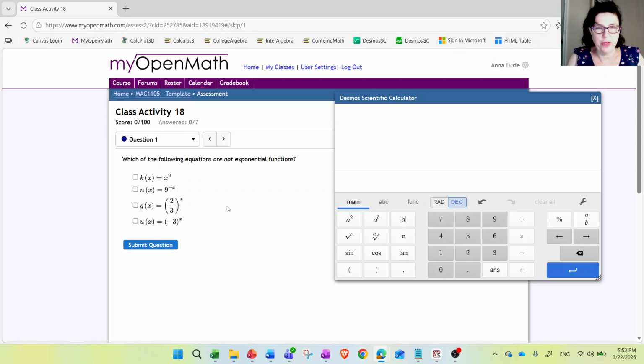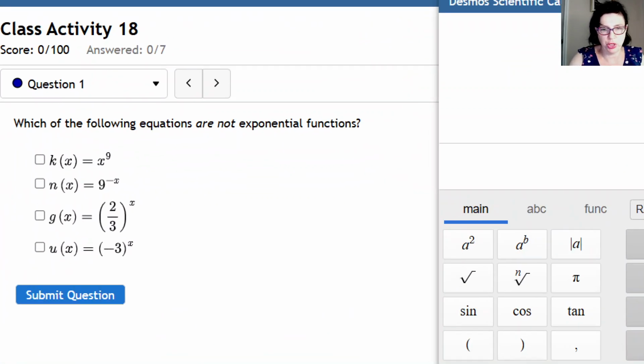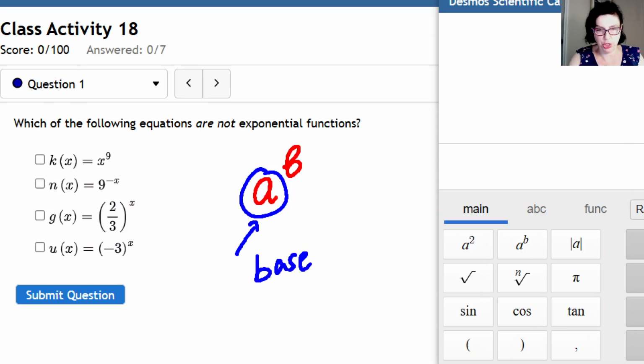How do we know when a function is exponential or not? First, let's talk about exponential expression. What does it look like? So exponential expression has the form a to the power b. What's what here? Well, this guy a, this is called the base of the exponential expression. And this guy here, that's exponent or power.